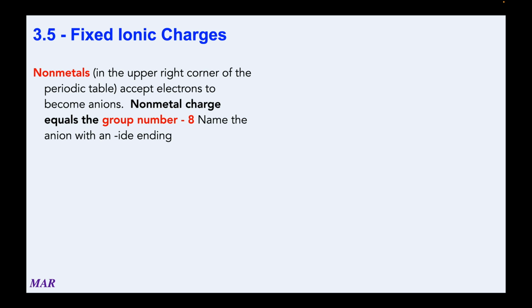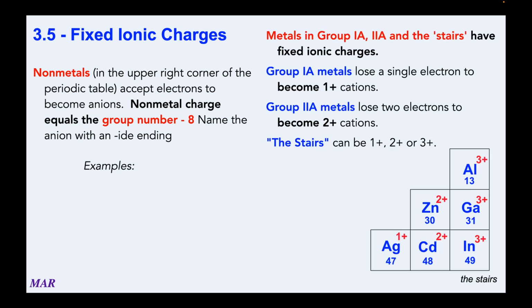Nonmetals are the easiest because for most of them, to figure out their charge, you take the group number and subtract 8 to figure out their ending. And as I've mentioned before, but I'll say formally here, you want to name that anion, that negative ion, with an IDE ending. The metals, on the other hand, there's only a couple types of metals that have fixed charges. The fixed charge metals fall into group 1A, they fall into group 2A, and they have the stairs. So group 1A would be sodium, potassium, lithium. Those group 1A metals are always going to be +1.